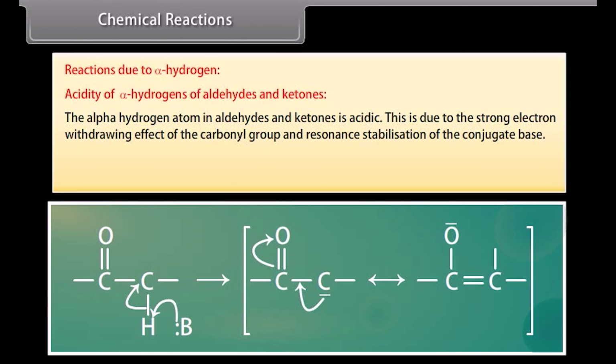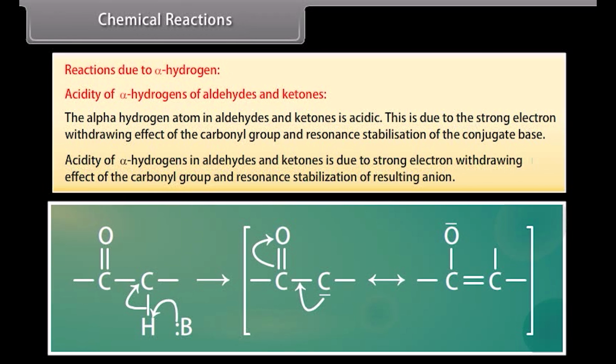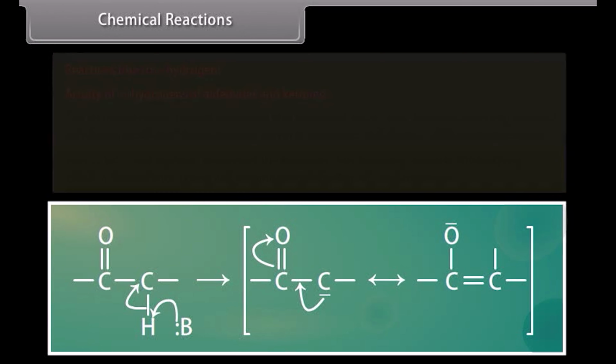The alpha hydrogen atom in aldehydes and ketones is acidic. This is due to the strong electron withdrawing effect of the carbonyl group and resonance stabilization of the conjugate base. Acidity of alpha hydrogens in aldehydes and ketones is due to strong electron withdrawing effect of the carbonyl group and resonance stabilization of resulting anion.